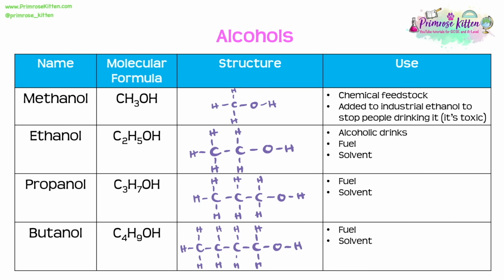This table here summarises the names of the first 4 alcohols, their molecular formula and their structure. And we can also see some of their uses. So let's run through these. Methanol can be used as chemical feedstock, and it's also added to industrial ethanol to stop people drinking it because it's toxic.